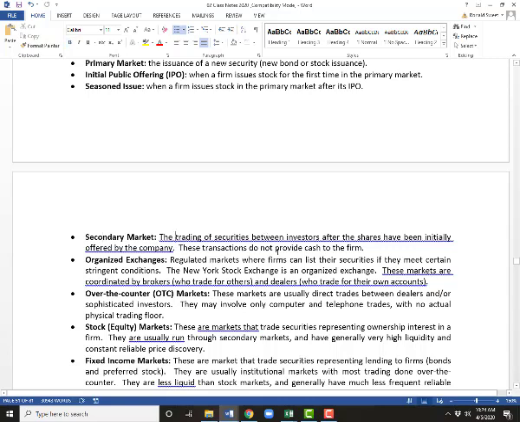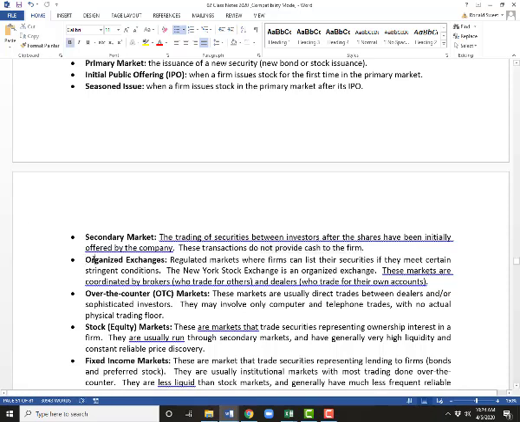These markets do not provide cash to firms. So if I go to my broker and I buy Apple stock, it costs me money, but Apple doesn't receive any cash. The person who receives the cash is the person who had Apple stock and sold it to me. So secondary markets do not provide any cash to corporations.